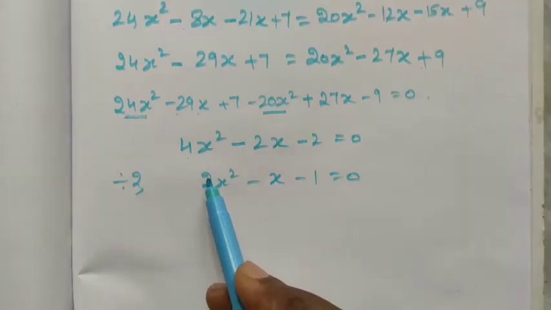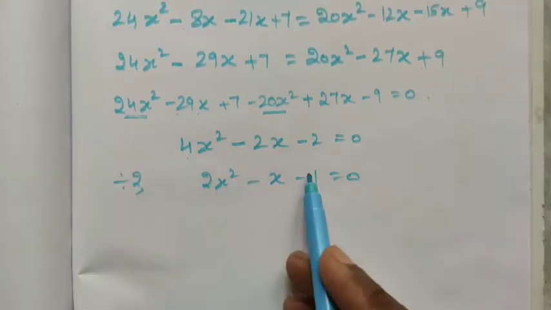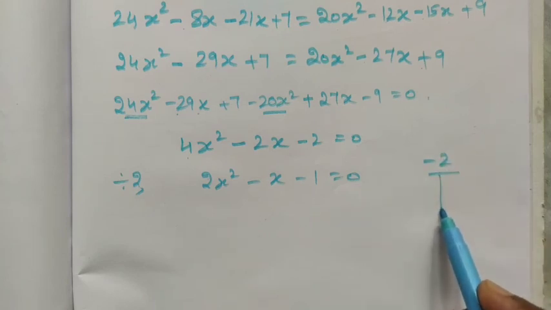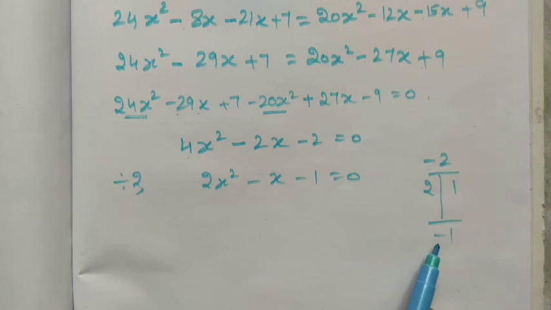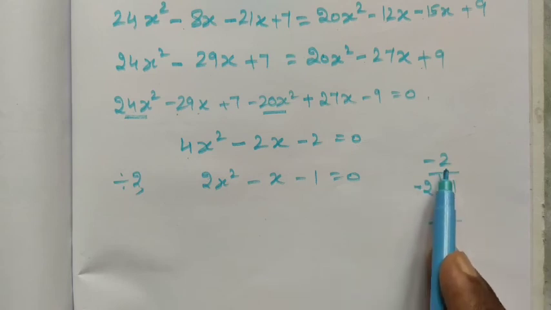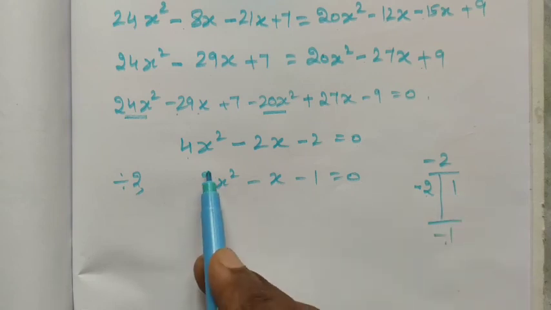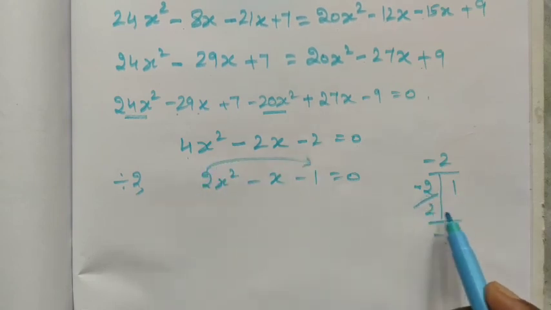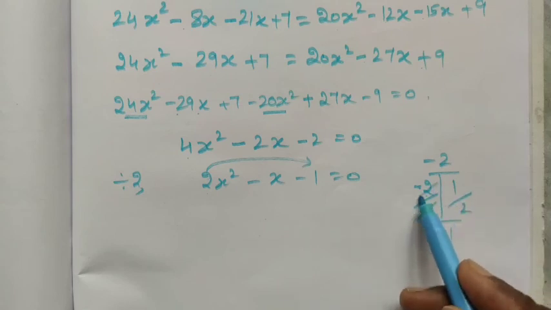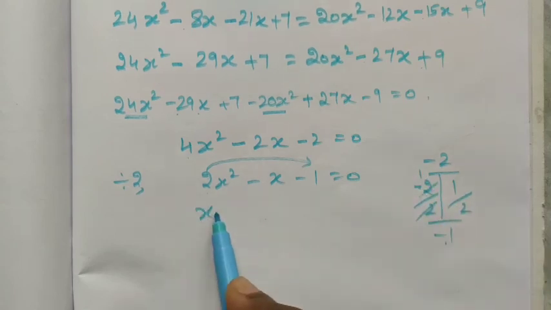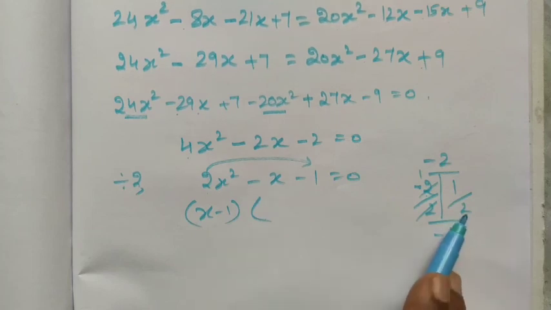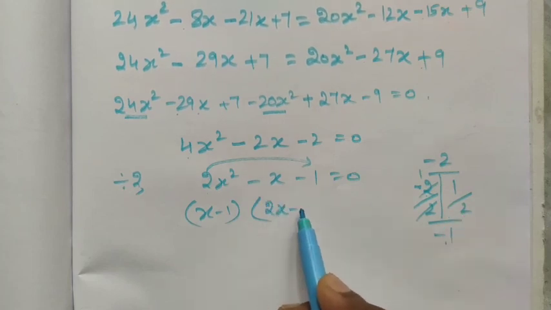By simple factorization we can find the value. 2 into minus 1 is minus 2. If you add or subtract, we need minus 1. That is 2 1s are 2, with the negative symbol, so minus 2 into 1 is 2. If we add, we get minus 1. Then divide by the 2, we get 1. So x minus 1 is one of the factors, and 2 will be taken to x, so 2x plus 1 equal to 0 is the other factor.